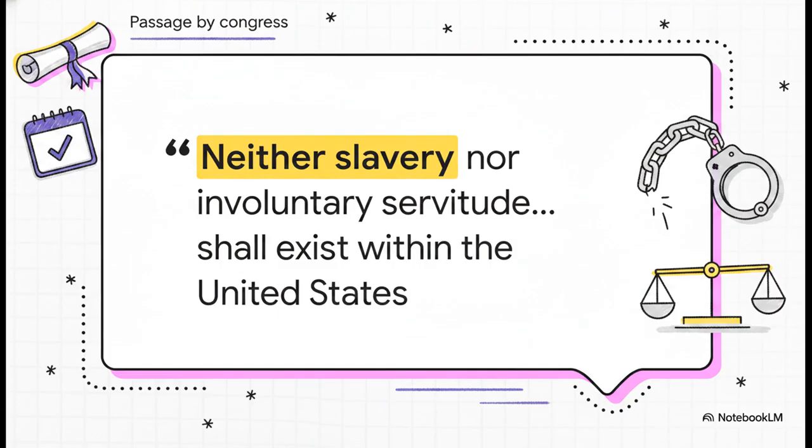Passed by Congress in January 1865 and ratified by December of that exact same year, the 13th Amendment boldly stated, "Neither slavery nor involuntary servitude, except as a punishment for crime whereof the party shall have been duly convicted, shall exist within the United States." With those powerful words, the United States officially abolished slavery.